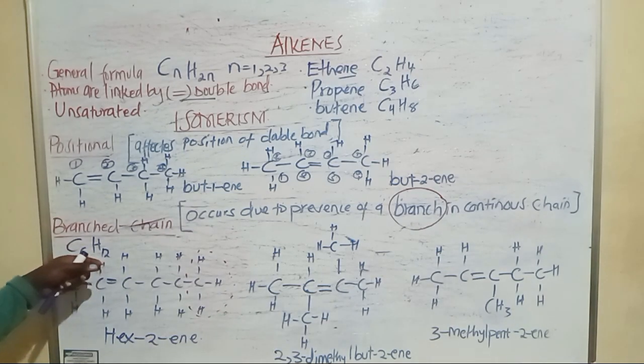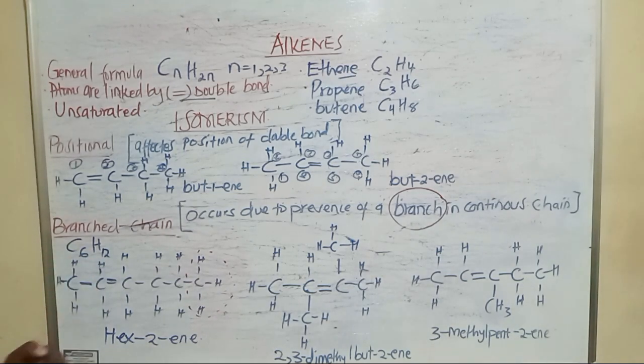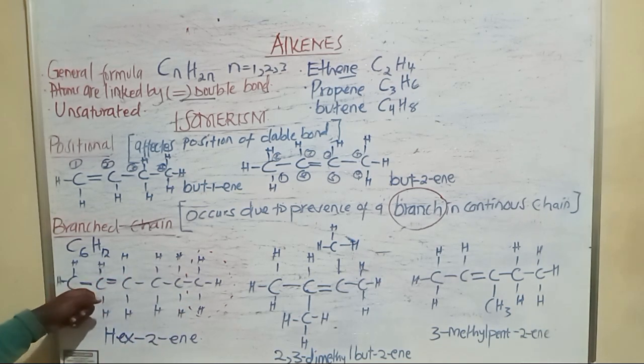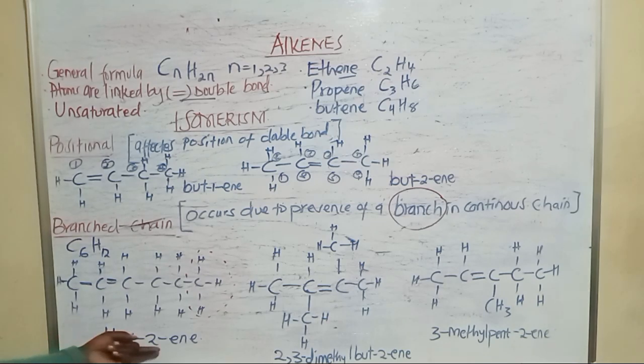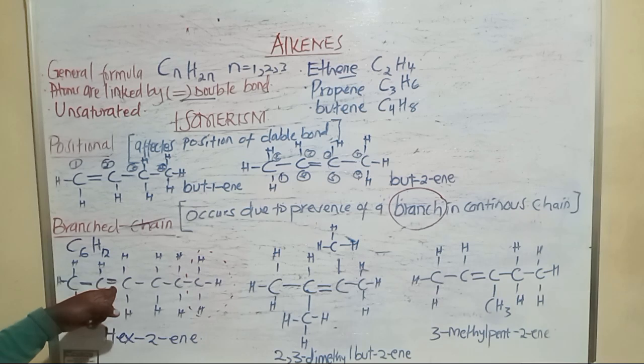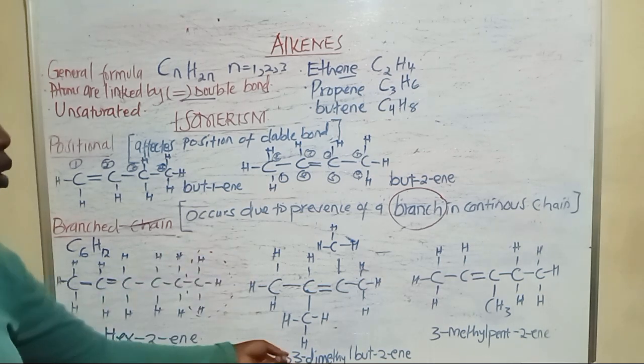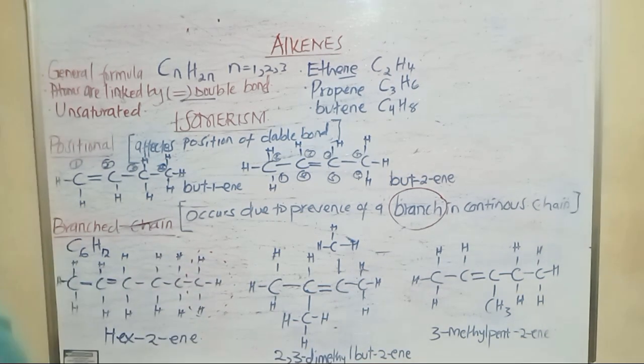So the isomers of hexene, this is the structure of hexene. Okay, so here we have hexene with the double bond occurring in the second carbon atom. That's the name hex-2-ene. The 2 is because of the position of the carbon double bond. Okay, now the isomers of hexene include this. So the first one is 2,3-dimethylbut-2-ene.